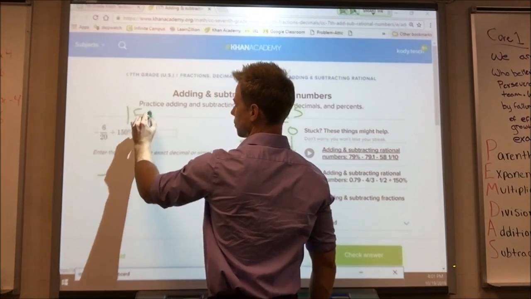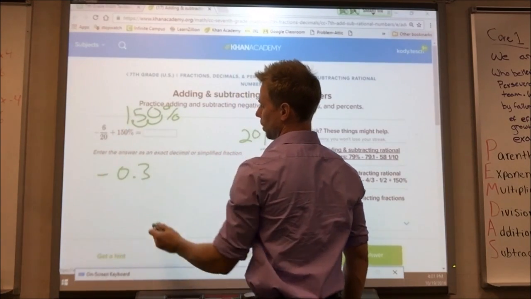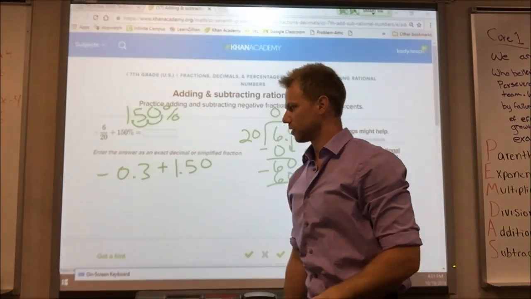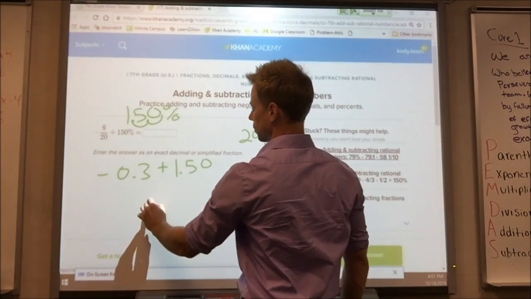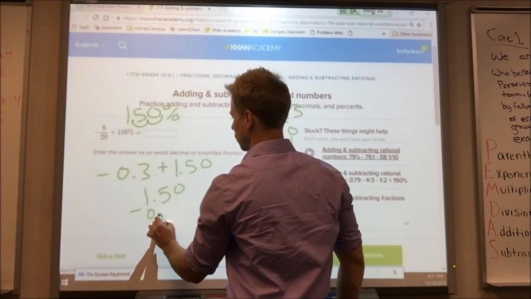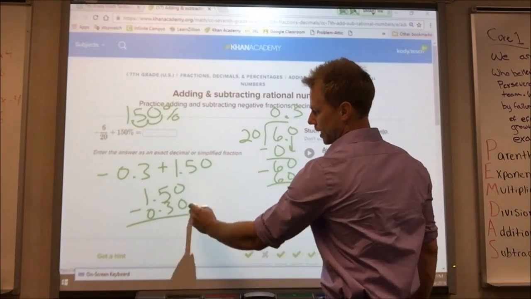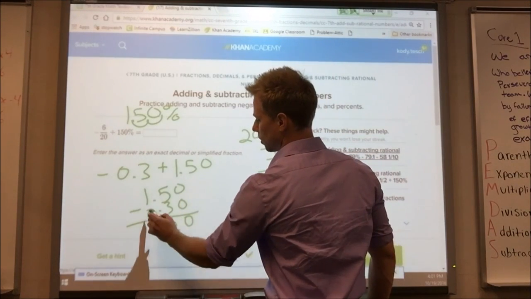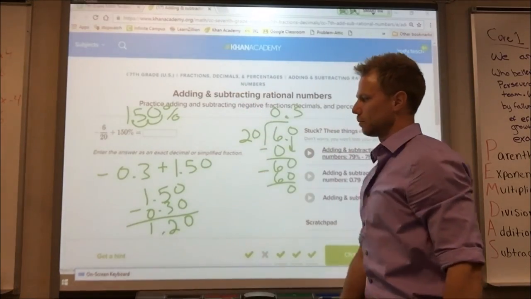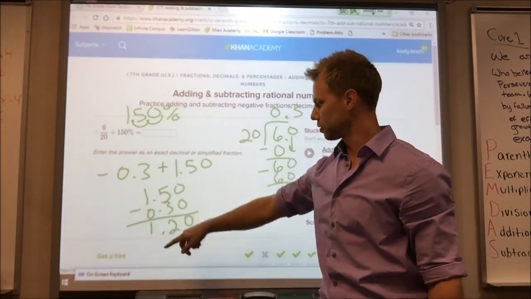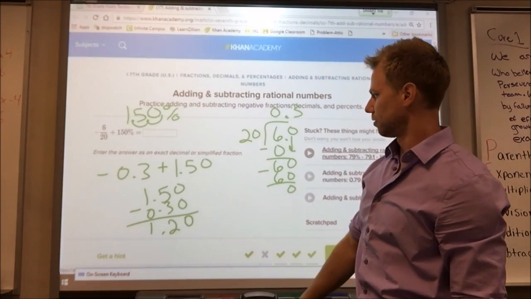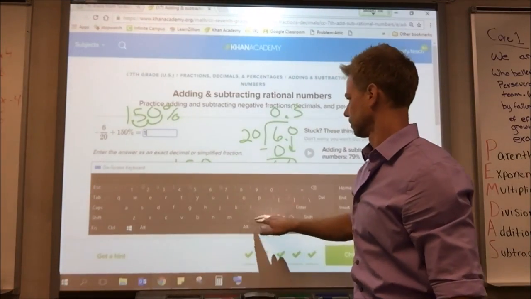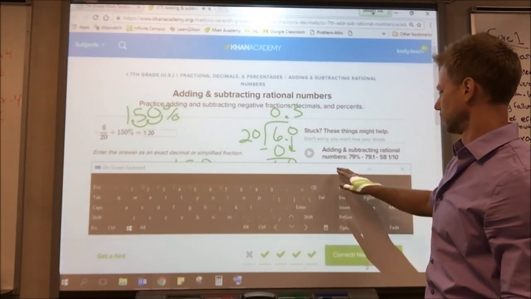On 150%, we'll move our decimal twice, which gives us 1.50. So those signs are unlike, so we will actually subtract those. 1.50 minus 0.3, and we can put a 0 behind the 3. Subtract: 0 minus 0 is 0, 5 minus 3 is 2, 1 minus 0 is 1. Keep the sign of the bigger number. 1.5 is bigger and it's positive, so our answer would be a positive 1.20. All right, good.